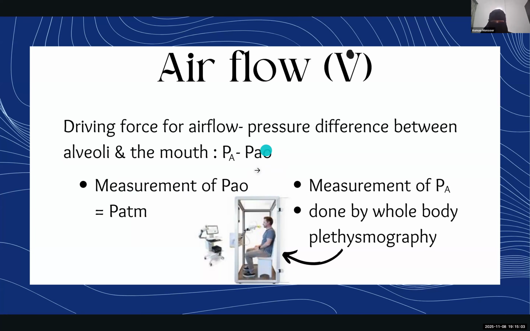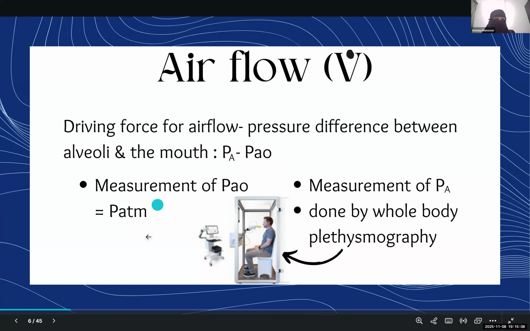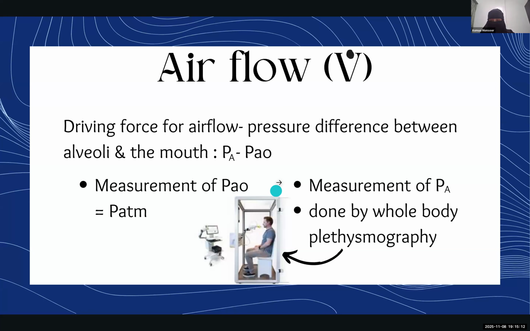All right. So pressure in the airway opening, or pressure in the mouth, is the same as the pressure in the atmosphere that is written over here, PATM. The pressure in the atmosphere is the same as the pressure in the open mouth. So that's one thing that we already know. That's one parameter we know.